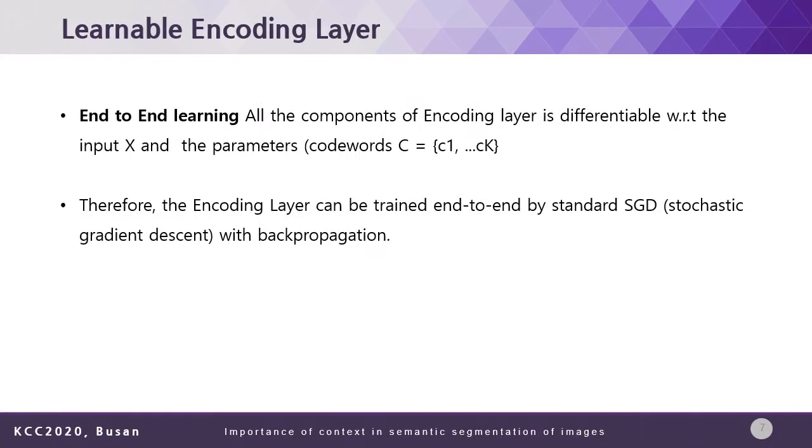How does this encoding layer work? It's an end-to-end learning layer, which means all the components of the encoding layer are differentiable with respect to the input X and the parameters, the codewords. Therefore, the encoding layer can be trained end-to-end using standard stochastic gradient descent with backpropagation.